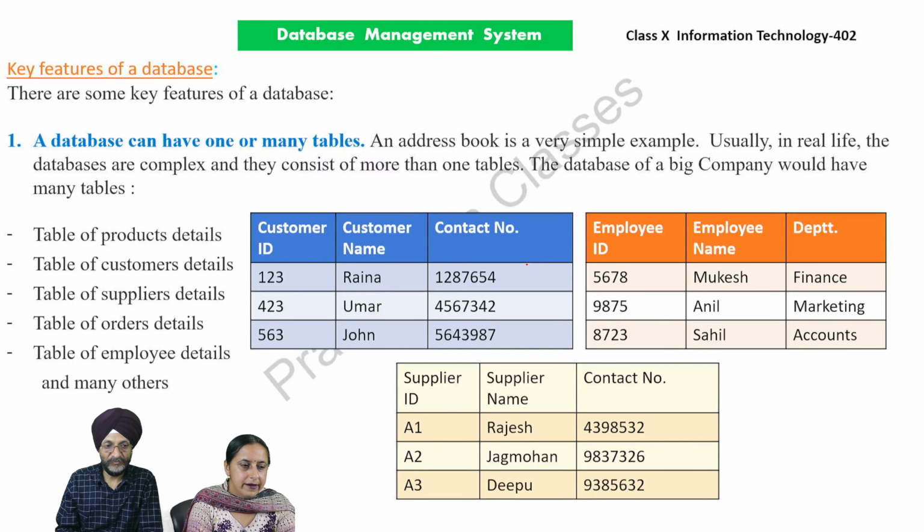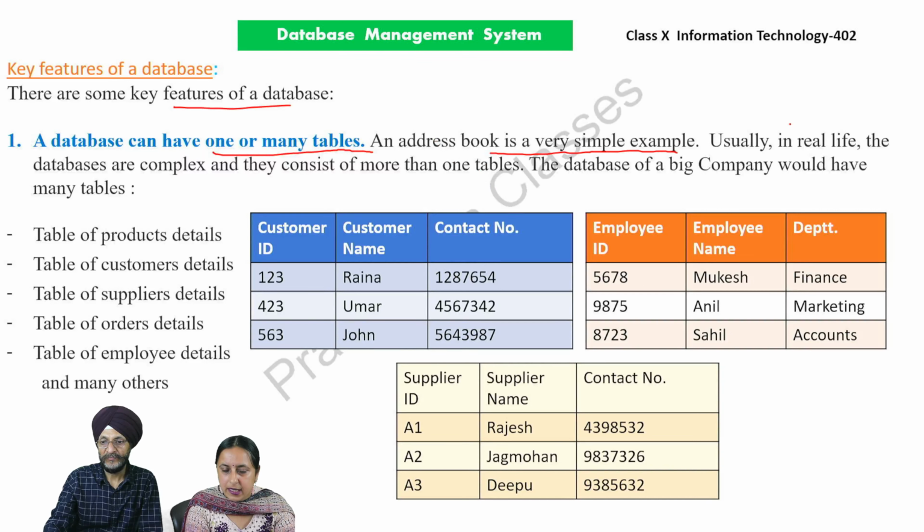Key features of a database. There are some key features of a database. Number one, a database can have one or many tables. An address book is a very simple example. Usually in real life, the databases are complex and they consist of more than one table.